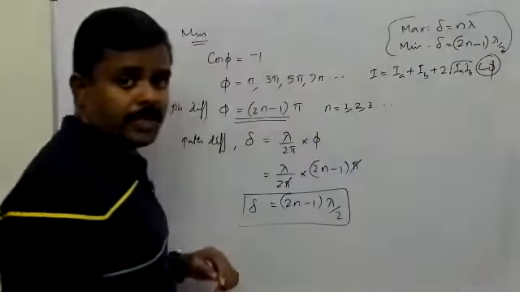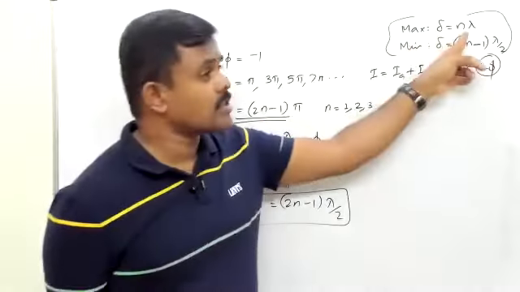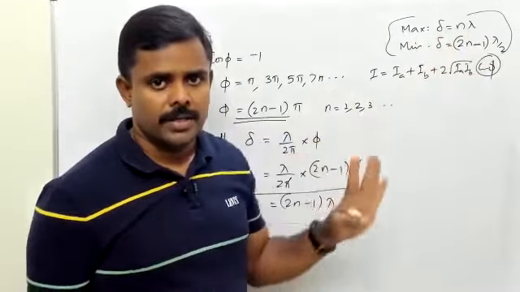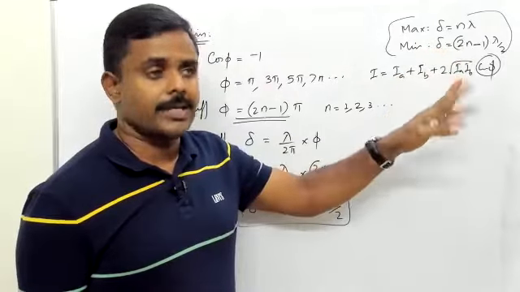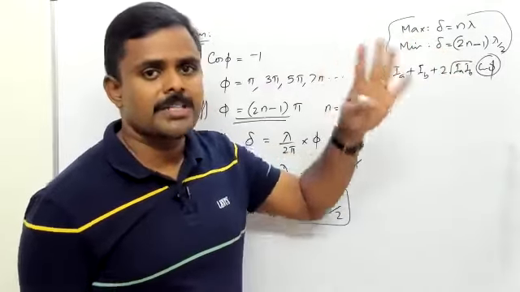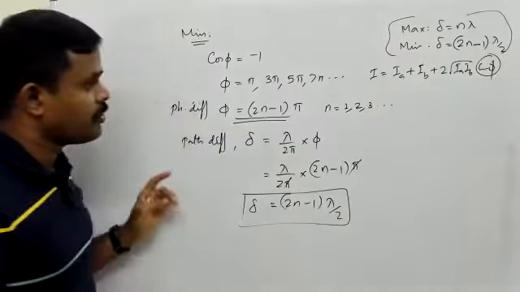But the difference is that here you start n with 1, whereas in the maximum case you start n with 0. I have just reasoned it: because n is equal to 0, the 0th band is there only for maximum. Maximum means brightness. So let's see this one more time.